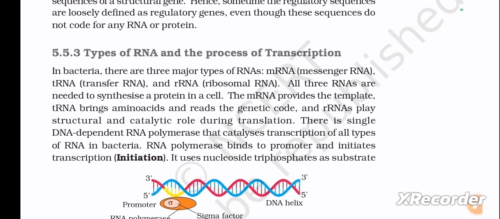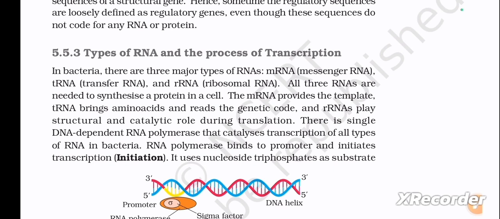In bacteria, there are three major types of RNAs: mRNA, messenger RNA; tRNA, transfer RNA; and rRNA, that is ribosomal RNA. All three RNAs are needed to synthesize a protein in a cell. The mRNA provides the template, tRNA brings amino acids and reads the genetic code, and rRNAs play structural and catalytic roles during translation. There is a single DNA-dependent RNA polymerase that catalyzes transcription of all types of RNA in bacteria.